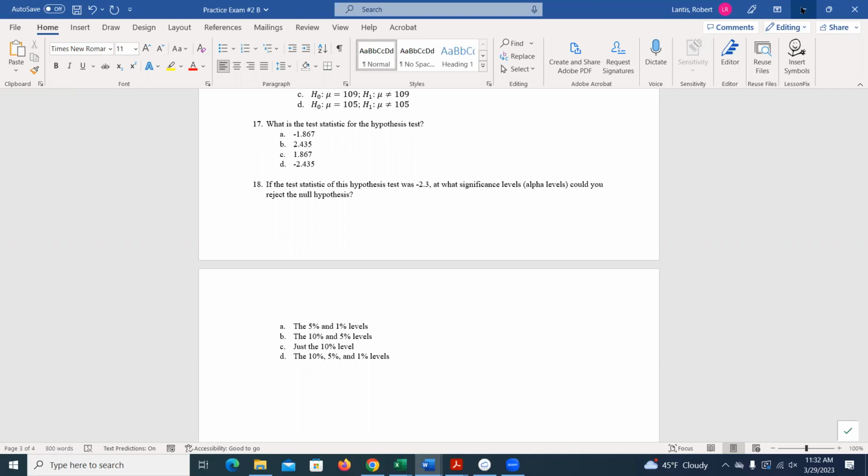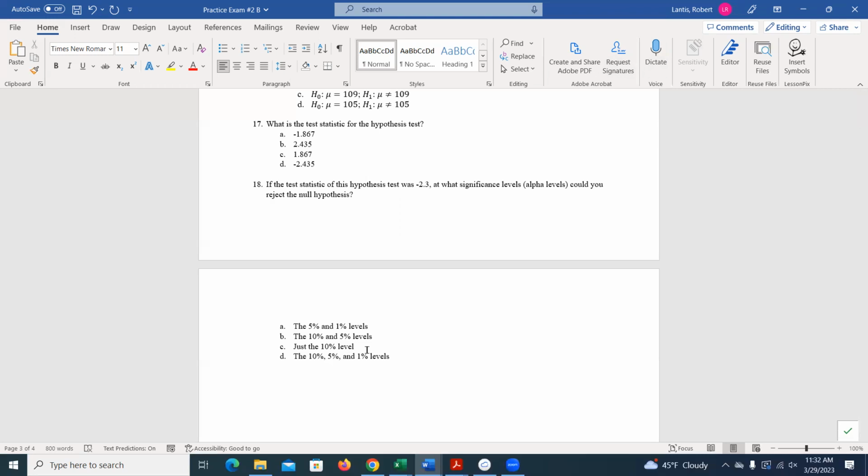Is it less than 0.05? This one is a little tricky, but no, it's not less than, right? It's exactly equal, so it's not less than 0.05. So I would fail to reject. If it's not less than 0.05, it's not going to be less than 0.01. So I'd fail to reject at that 5 and 1% significance level, and I would only reject at that 10% significance level based off of this setup.